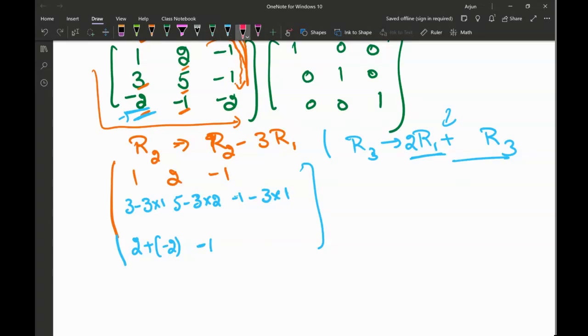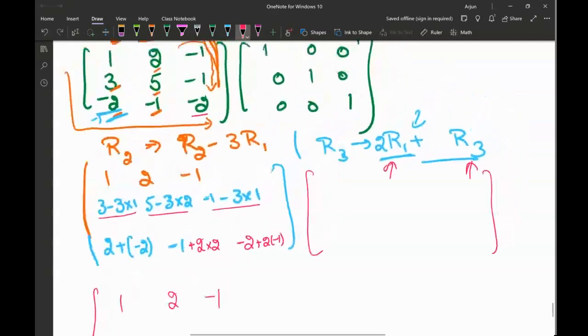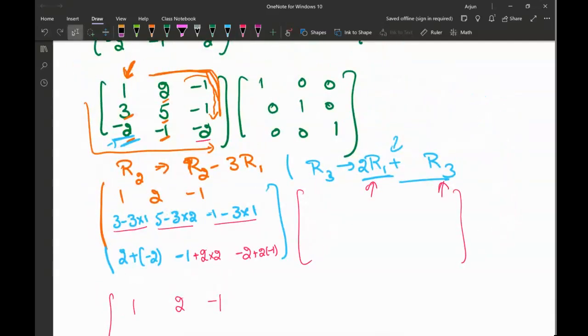Let me segregate the terms so that we're not confused. And this is minus 1 times minus 1 plus 2 times 2, and this is minus 2 plus 2 times negative 1. You can write this first or that first, it doesn't make any difference. So now I'm going to write 1, 2, minus 1. Actually, I have to apply the operation here also. It's going to be a huge question.